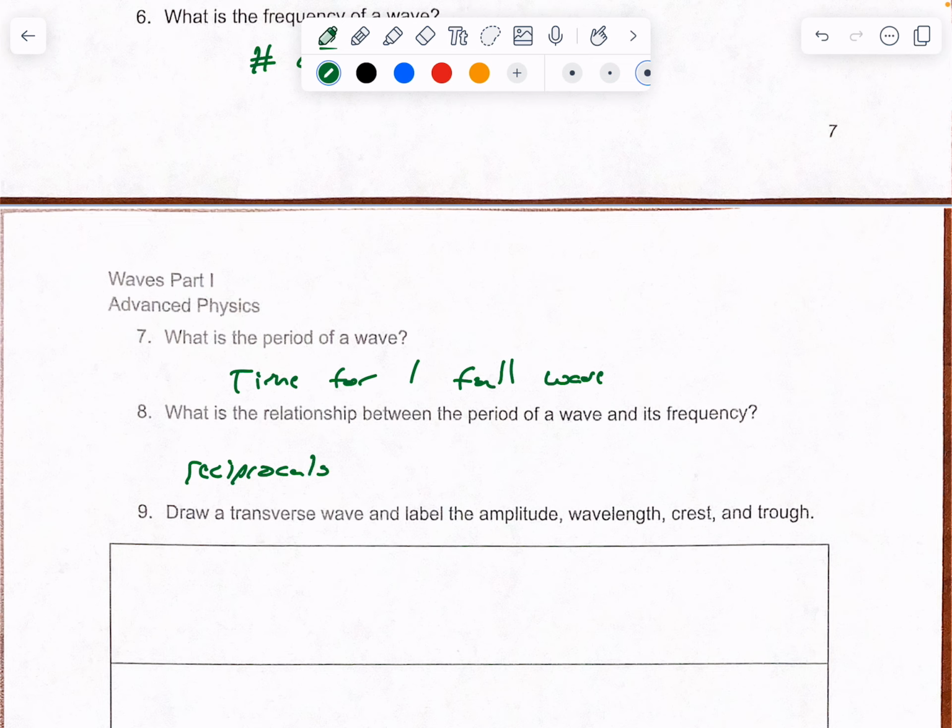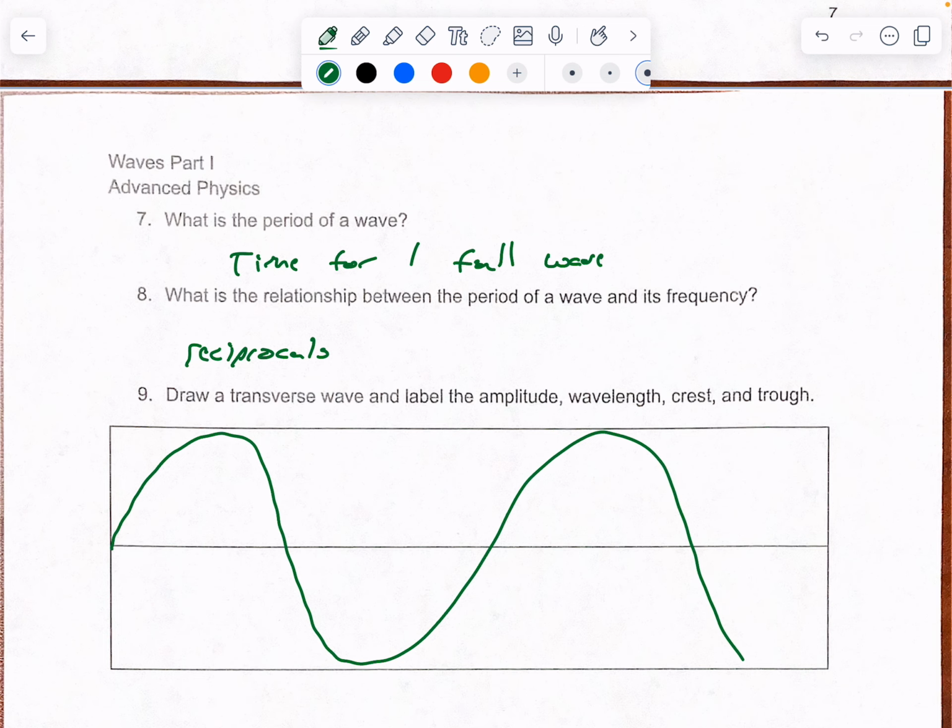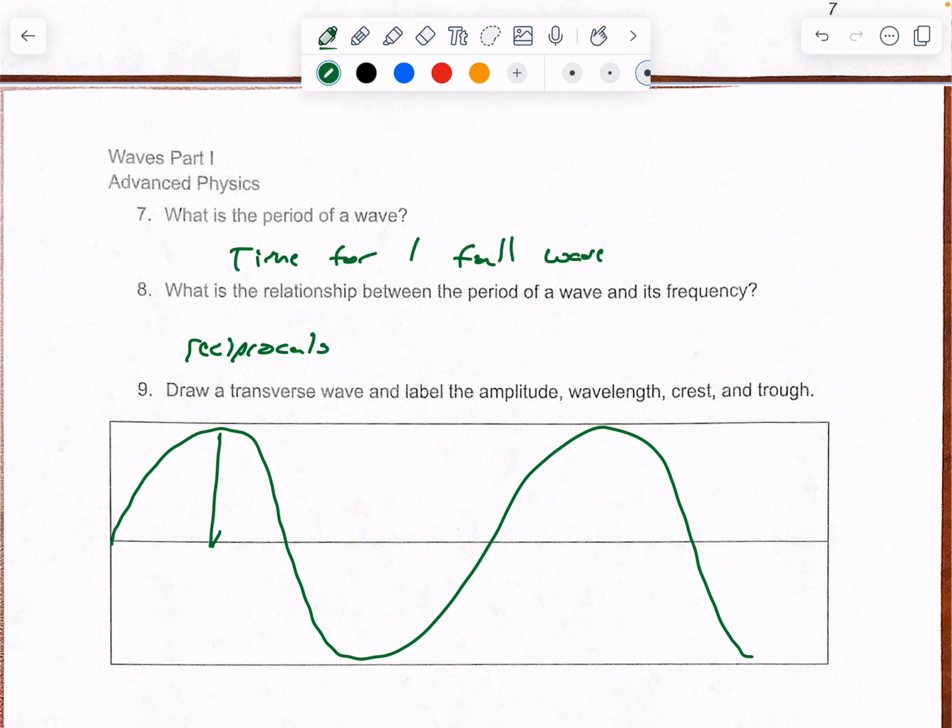Draw a transverse wave, label the amplitude, wavelength, crest, and trough. So remember, your transverse wave just looks like this, nice flowing wave. Okay, your drawings don't have to be perfect as long as we get the gist of it. So amplitude is going to be your distance from the origin to the top of the crest or the trough. So either one of these is going to be your amplitude. Okay, a crest is going to be the top of a wave, so a crest could be up here, and then your trough is going to be the bottom of the wave.